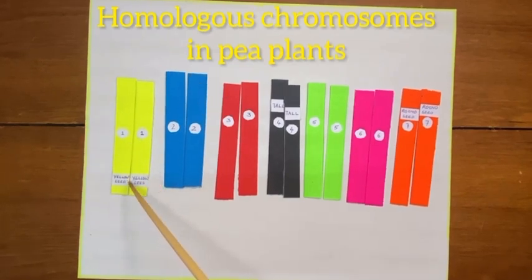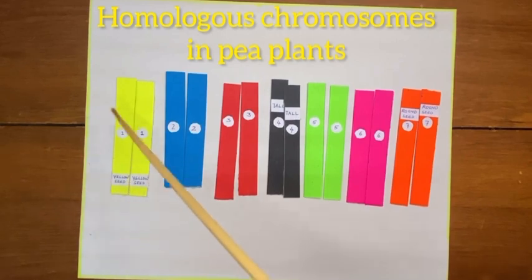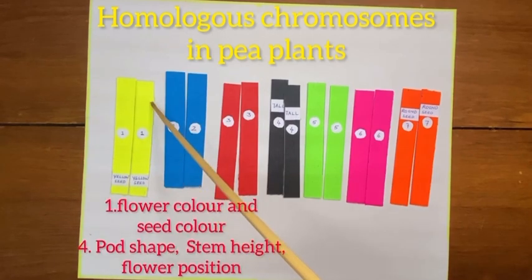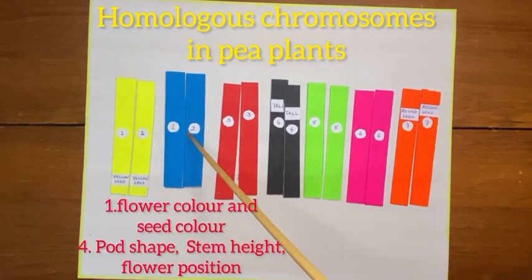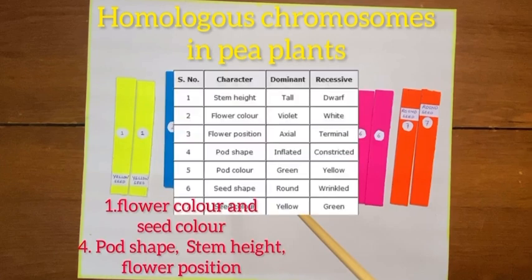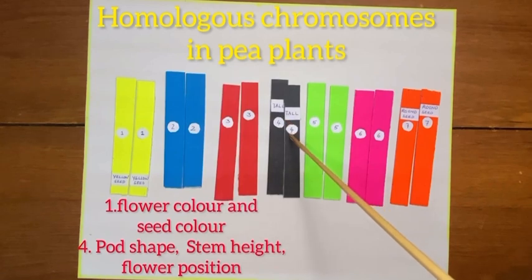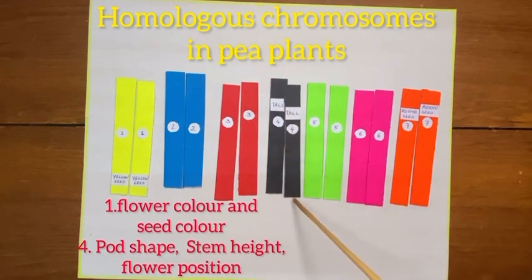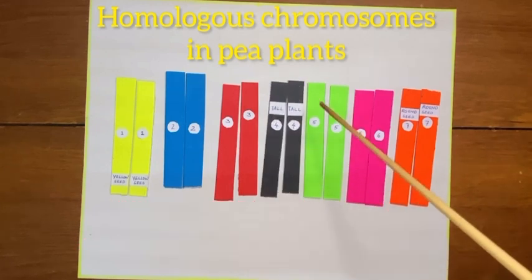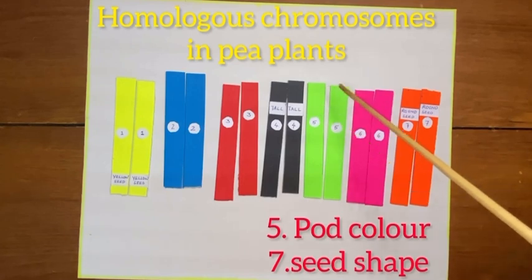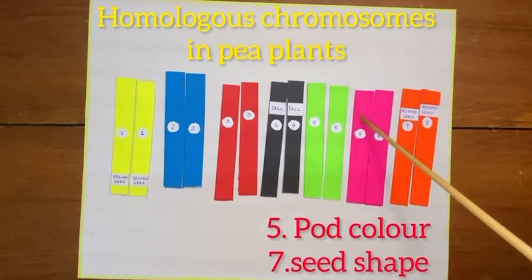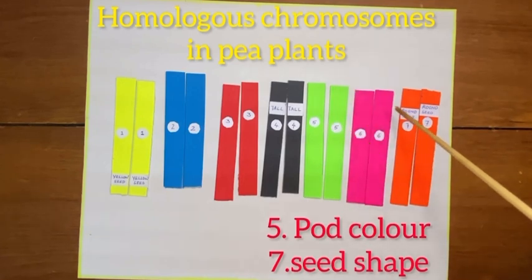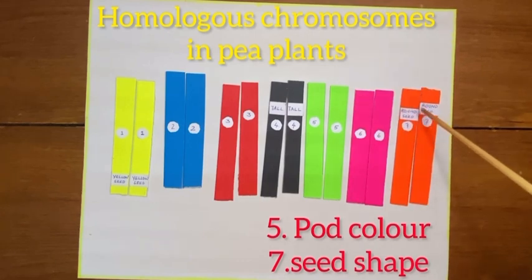Amongst the seven characteristics, the first chromosome had the flower color and seed color genes located. But the second and the third pair of chromosomes did not have any of the characteristics Gregor Mendel chose. The fourth pair of chromosomes had three characteristics, which were pod shape, stem height, and flower position. The fifth chromosome had pod color. The sixth chromosome did not have any of Mendel's chosen traits. The seventh chromosome had the seed shape trait.